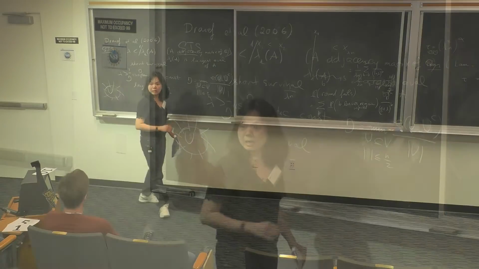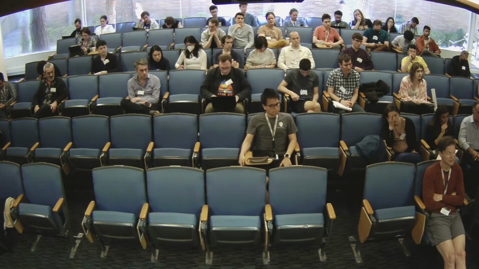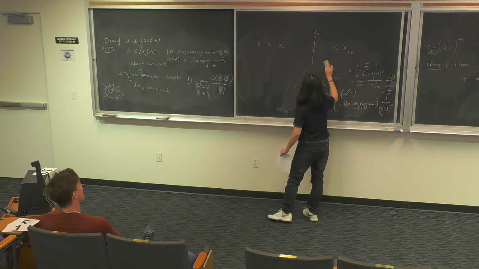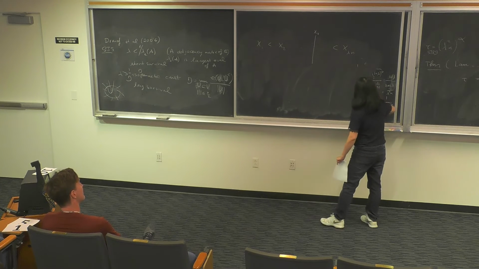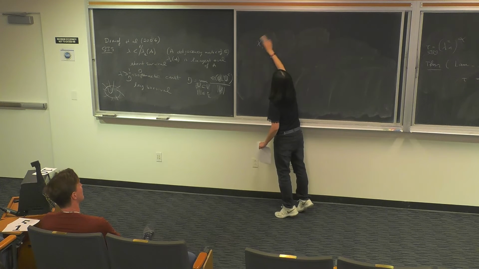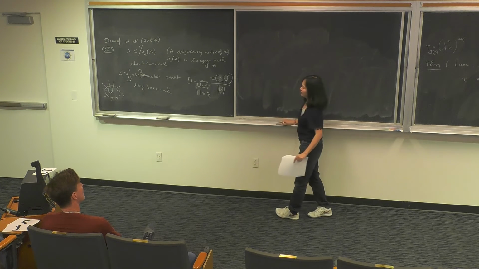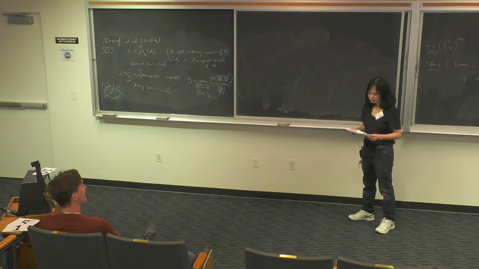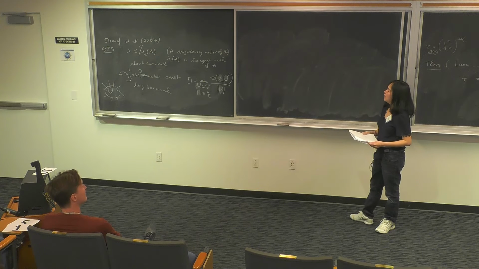By long survival, you mean exponential in the size of the graph? For SIS, yes. That's a great question. For SIS, surviving for a long time means it survives for an exponential time, exponential in n, where n is the size of the graph. And short time means what? Short time for the SIS means it survives for a polynomial time in the size of the graph.